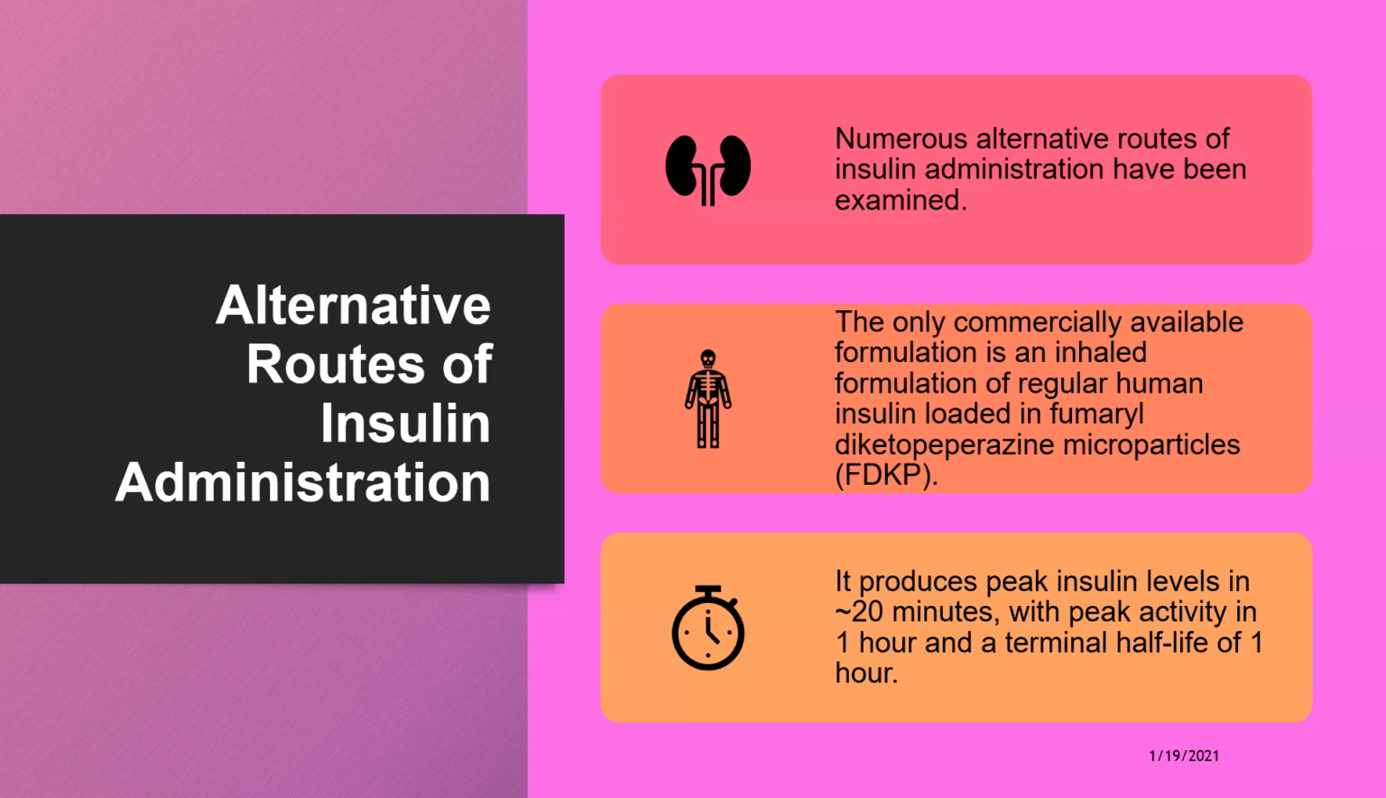Now, coming to the alternative routes of insulin administration. So far, we have learned about insulin in the injection forms. Now, what are the alternative routes? There have been numerous alternative routes which have been examined. The only commercially available formulation is an inhaled formulation of regular human insulin loaded in fumarate diketopiperazine microparticles. This produces a peak insulin level in 20 minutes, with peak activity lasting 1 hour and a terminal half-life of another 1 hour.